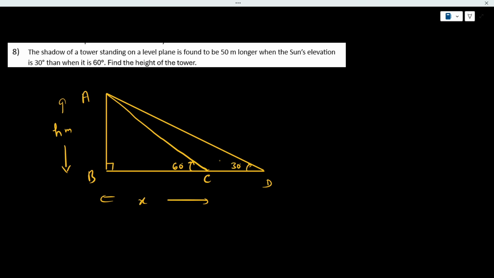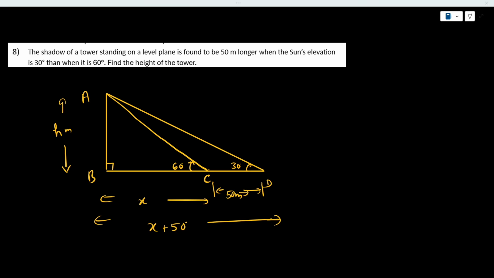And how much longer is it? BC was the actual one. So this is nothing but 50 meter longer than the initial. So what is going to be this total BD length? If I take it here, CD is 50 meter, right? So the total length is going to be x plus 50 meter. Now here you need to find out the height of the tower. So x is unknown, h is unknown.